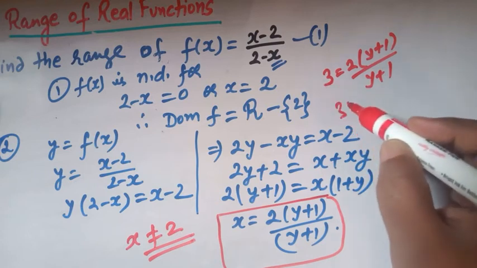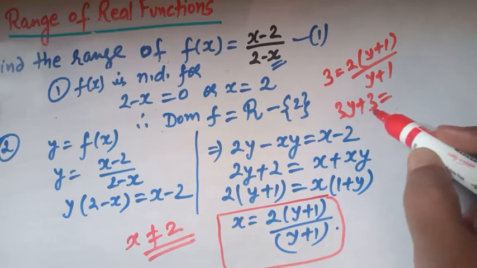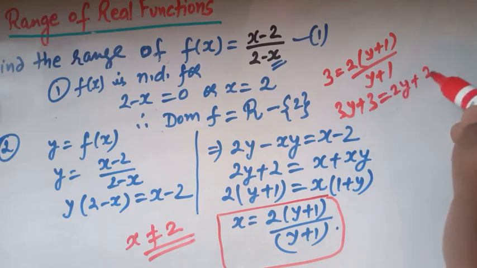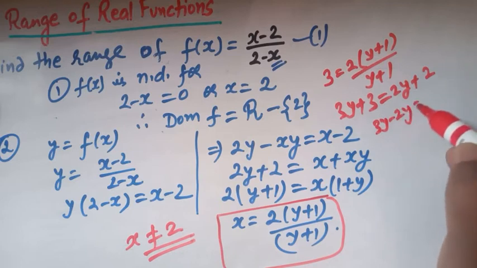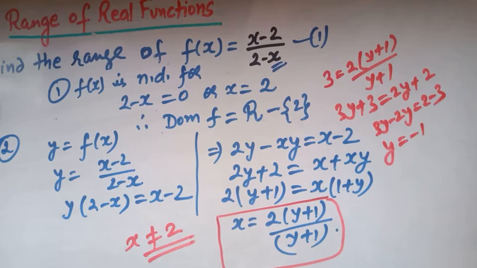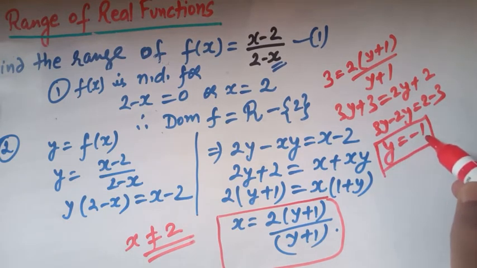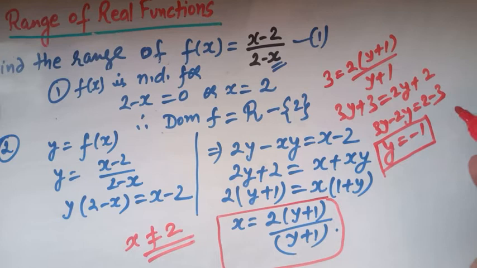Now we'll solve it. 3y plus 3 by cross multiplying here. 3y plus 3 equal to 2y plus 2. Now we'll solve it. 3y minus 2y is equal to 2 minus 3. So this is y is equal to minus 1. So we get only y is equal to minus 1, and y is our element in the range set. So from here we conclude that the range is minus 1.